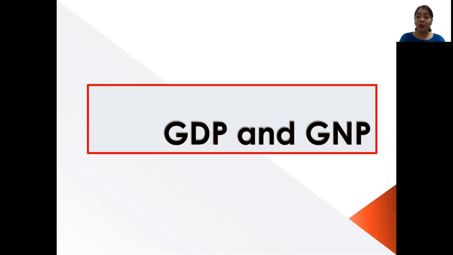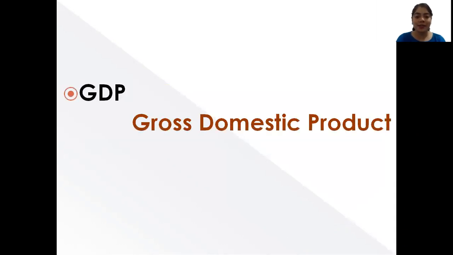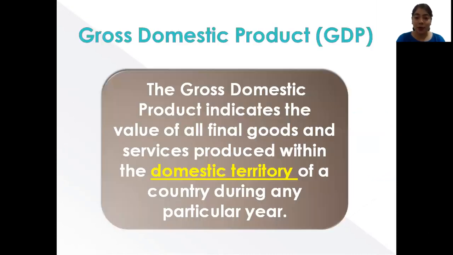In this lecture, we are going to know about these two concepts. GDP stands for Gross Domestic Product and GNP for Gross National Product. Let's start with Gross Domestic Product.